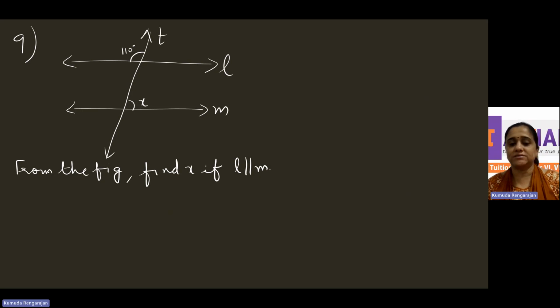From the figure, find X if L is parallel to M. It's given that the lines are parallel. So alternate angles will be equal, corresponding angles will be equal, aligned angles will be supplementary.